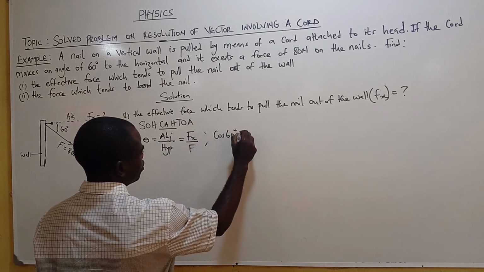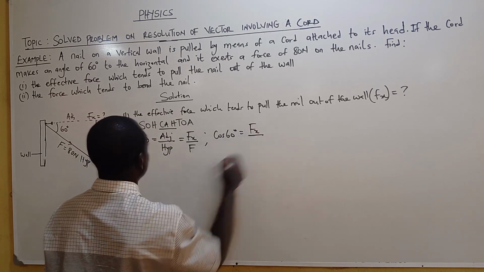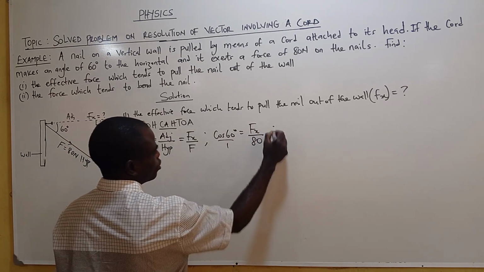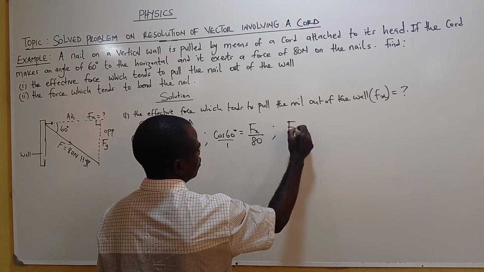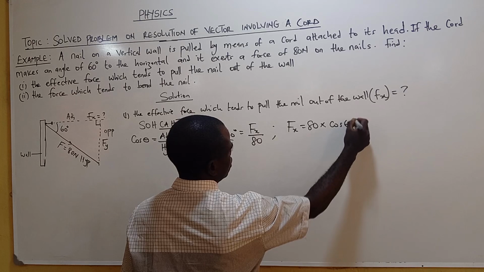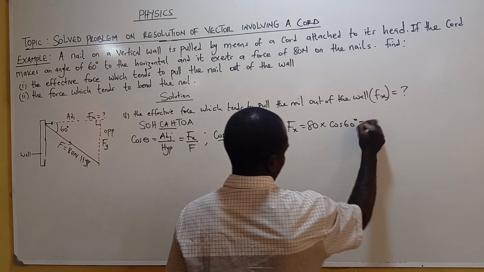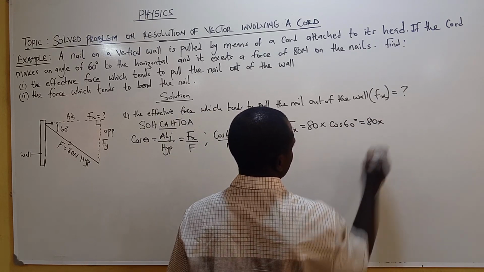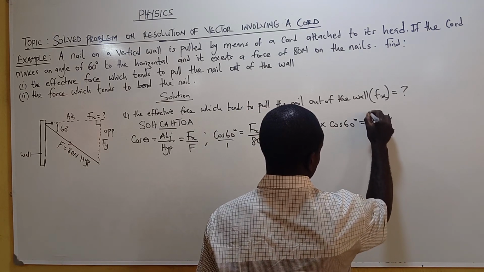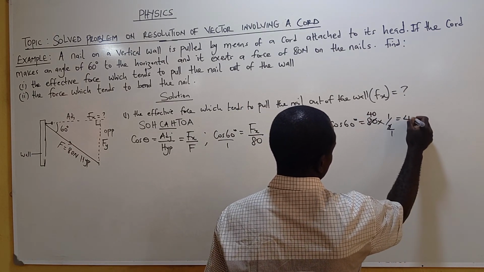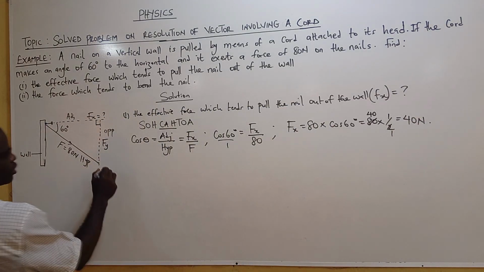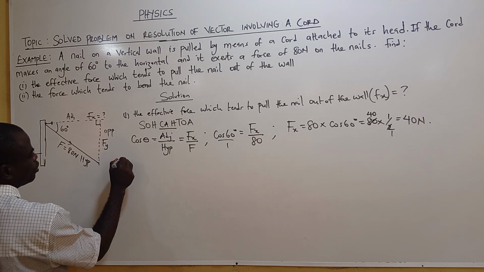Cos 60 degrees equals Fx over the hypotenuse, which is 80. Over 1, you cross multiply. Fx equals 80 times cos 60 degrees. What's cos 60 degrees? That's a half. Half of 80 is 40 Newton. That's the value for the effective force to pull out the nail.